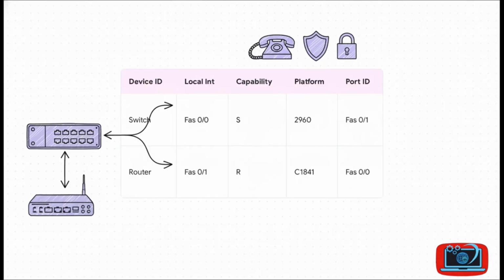Okay, so let's break down what you're actually seeing here. This output is gold. You get the neighbor's name, that's the device ID. You see which of your ports, the local interface, is connected to which of their ports, the port ID. The capability column is super helpful. It tells you if you're looking at a router, a switch, maybe even an IP phone. And platform gives you the exact model number. With just this one command, you're literally building your network diagram right here.